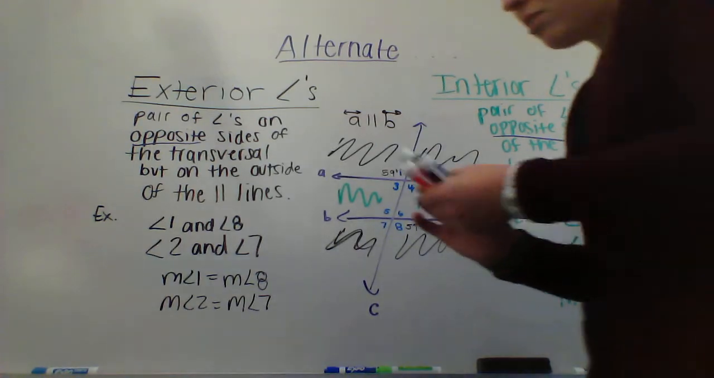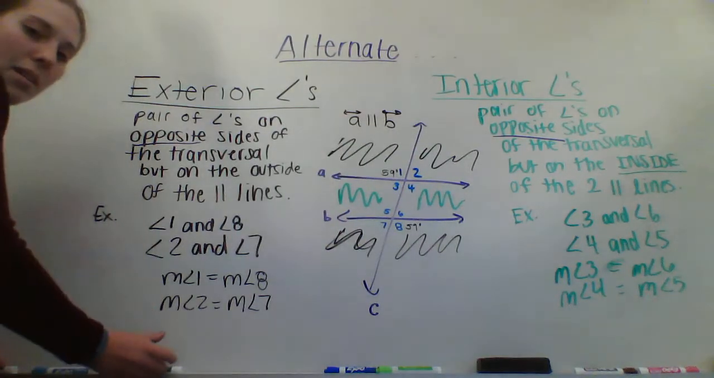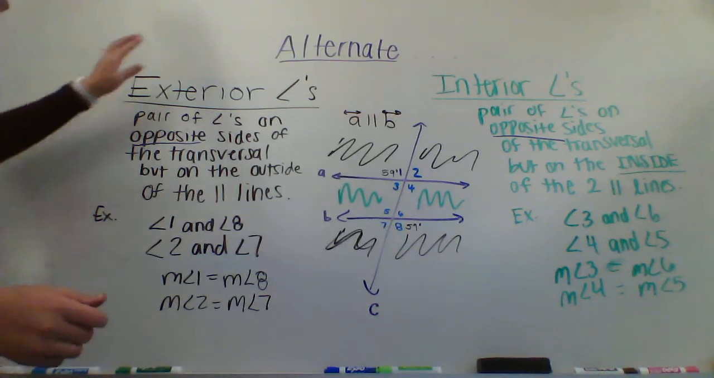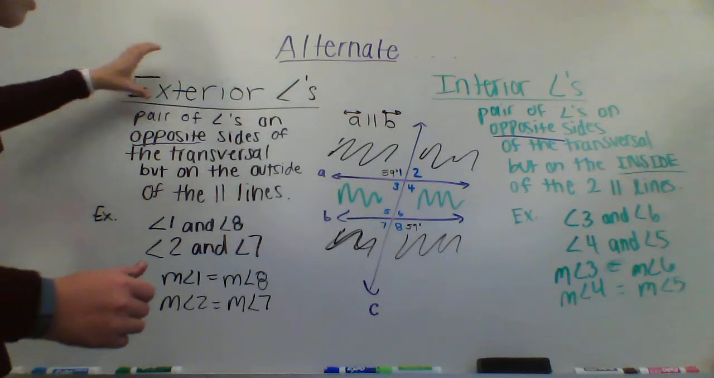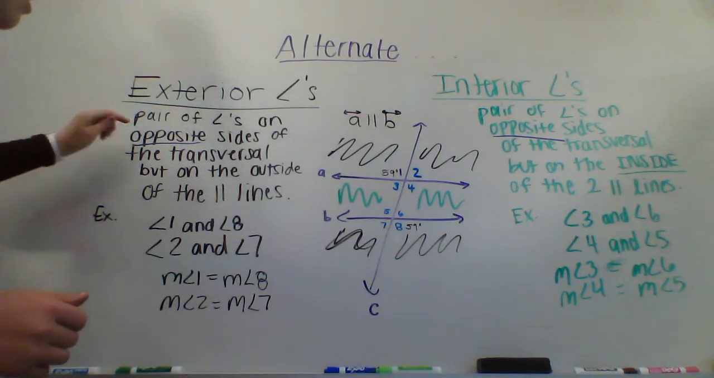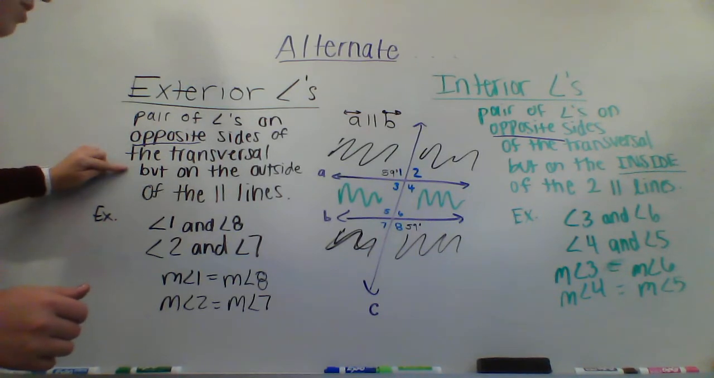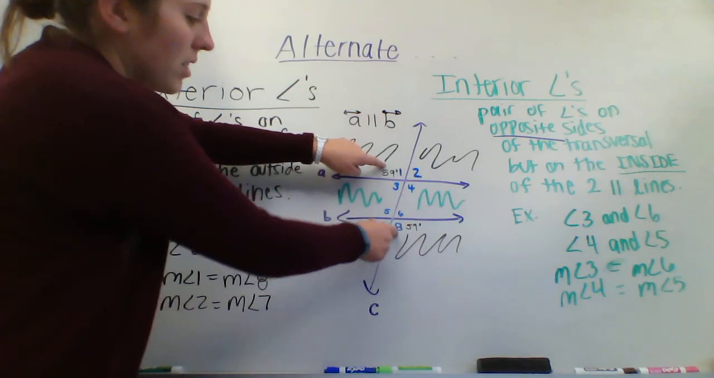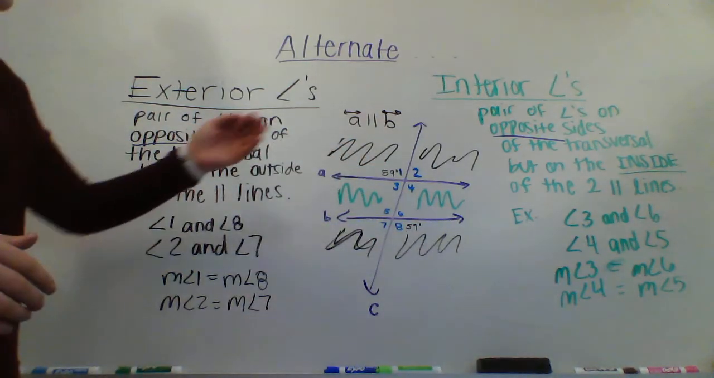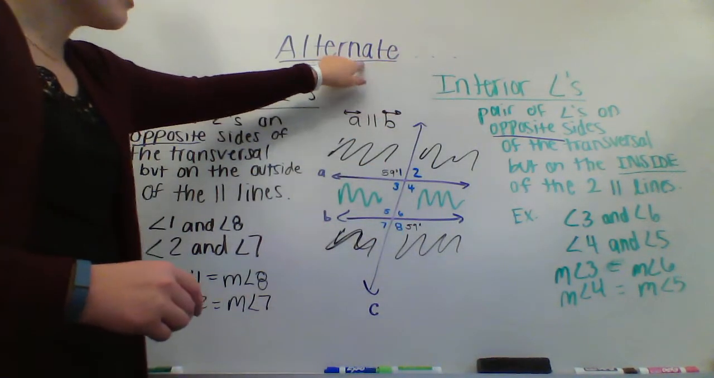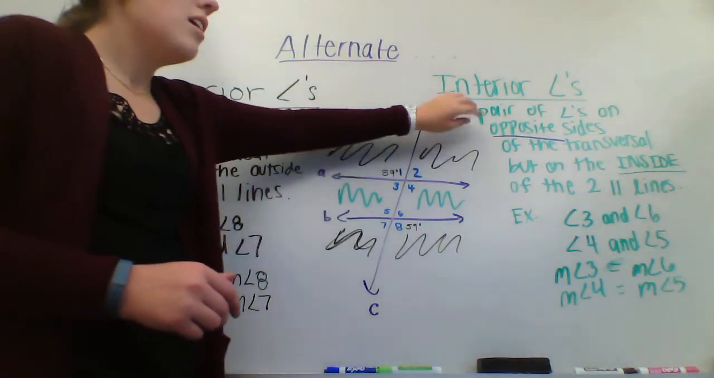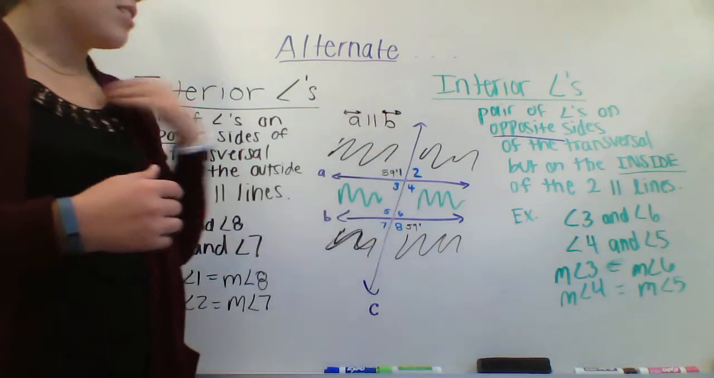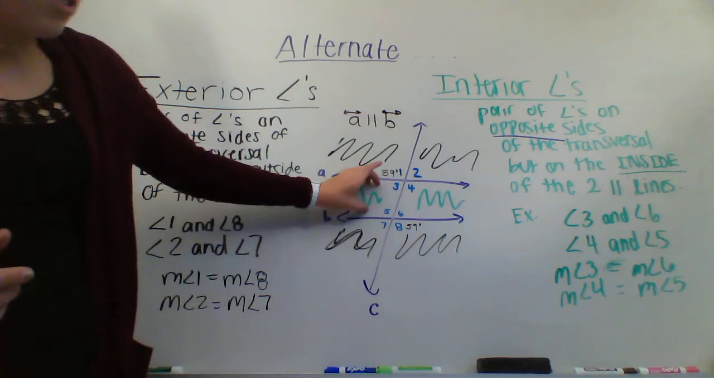So, to wrap this all up again, we have alternate, meaning opposite. So alternate exterior angles are a pair of angles on opposite sides of the transversal, but on the outside of the parallel lines. So it's on the outside, so one's on the left, one's got to be on the right, and vice versa. And interior means inside, so our alternate interior angles are a pair of angles on opposite sides of the transversal that are on the inside of our two parallel lines.